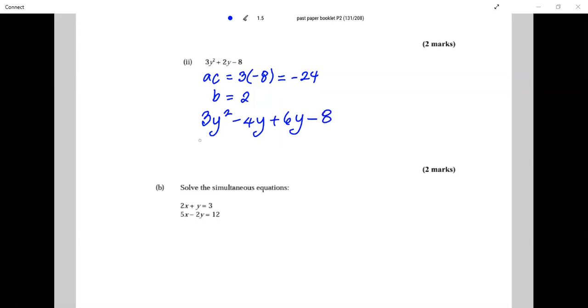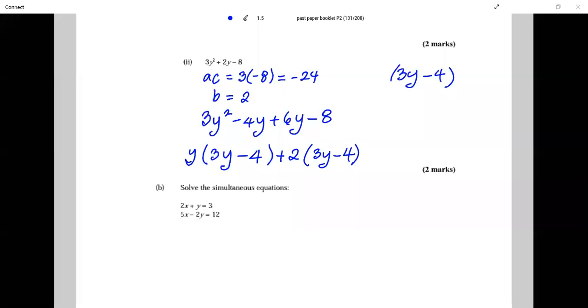On the left-hand side, y is common. Y into 3y squared is 3y. Y into 4y is 4. To the right, 2 is common. 2 into 6y is 3y. 2 into 8 is 4. 3y minus 4 is common. So I'm going to have 3y minus 4, and in the next bracket, I'm going to have y plus 2.